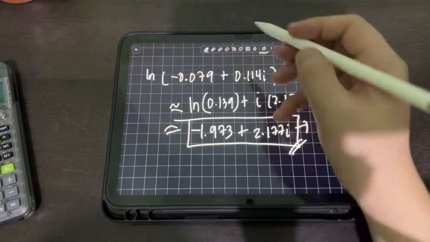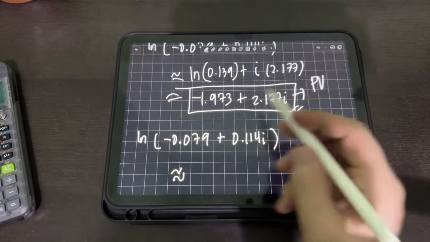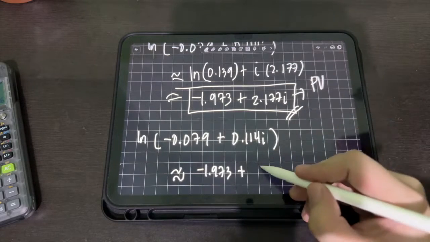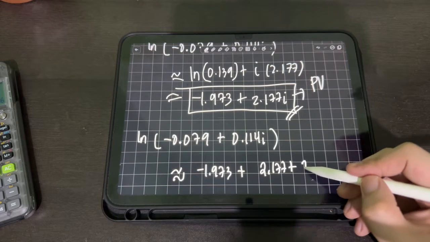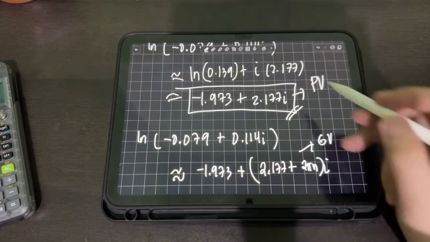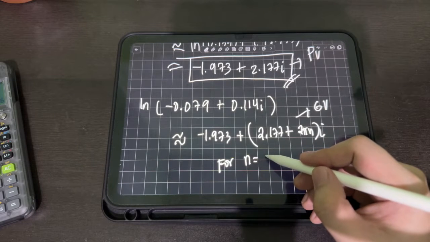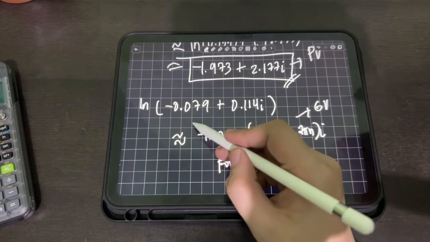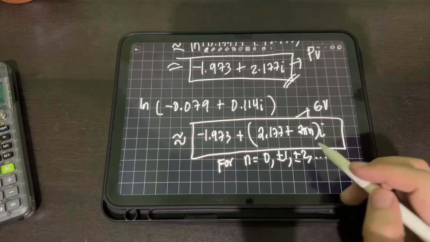Okay. You can also have the general value. The general value for this ln is the same. So just copy negative 1.973 plus 2.177, but you must always add 2 pi n, then the quantity times i. This is the general value for integers n. So n can have values of 0, plus minus 1, plus minus 2, and so on. So this is the general value of the arcsinh. Okay, so we have two sets of answers.